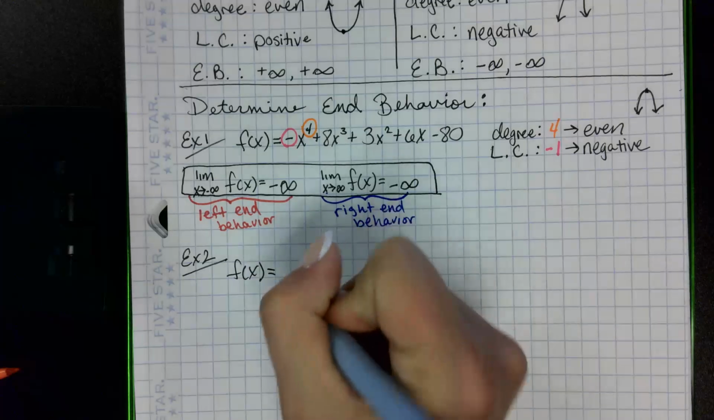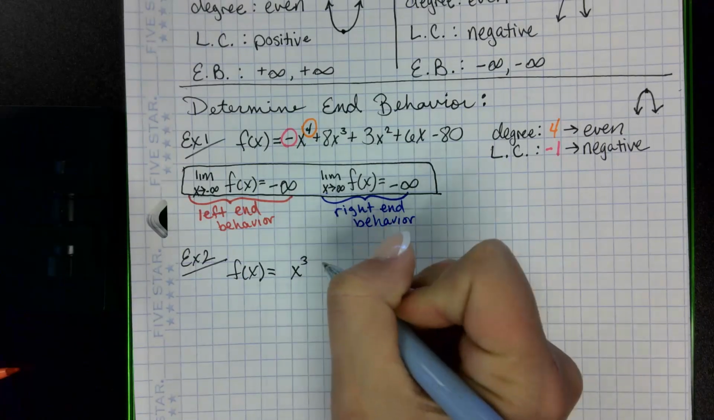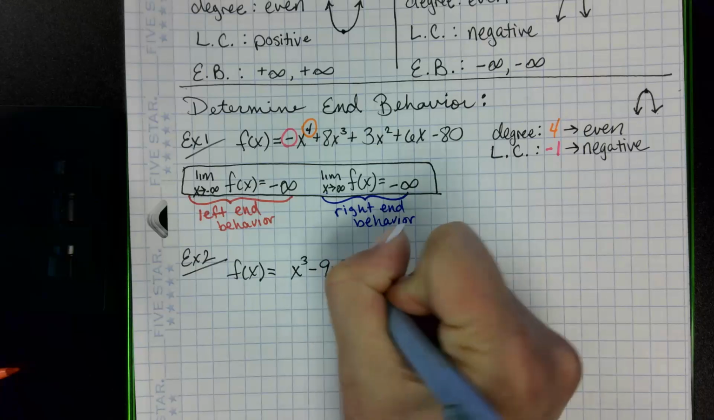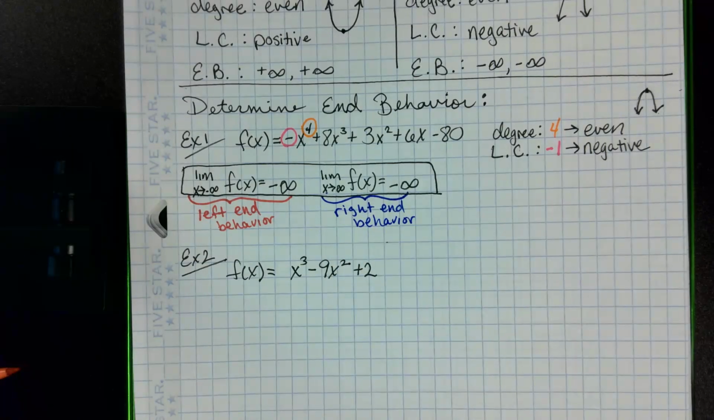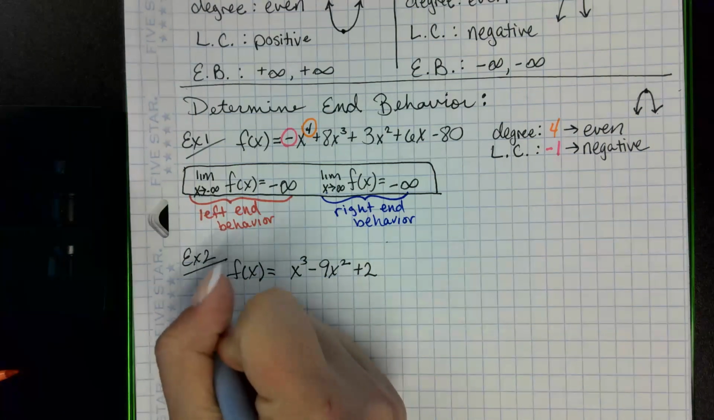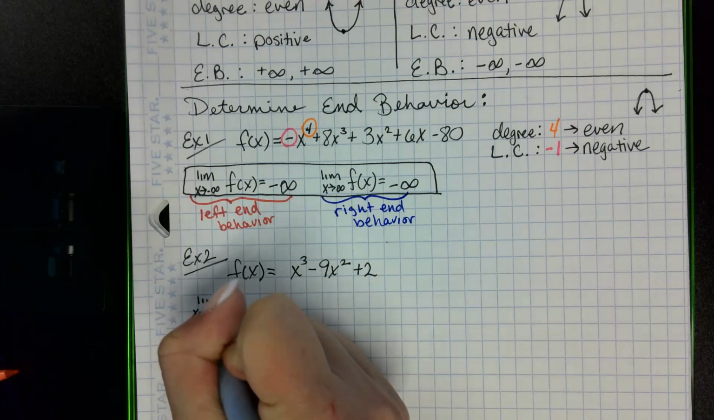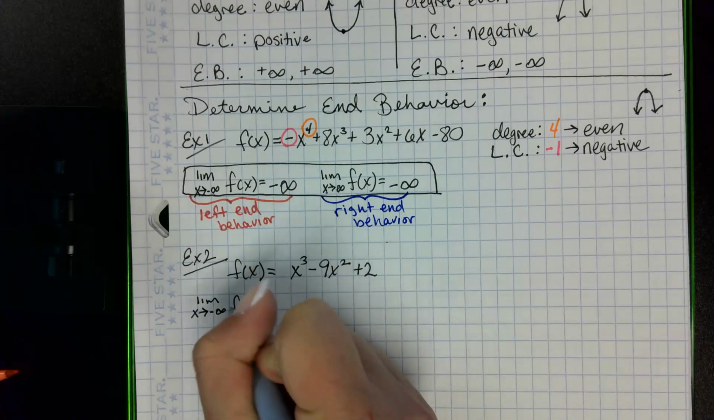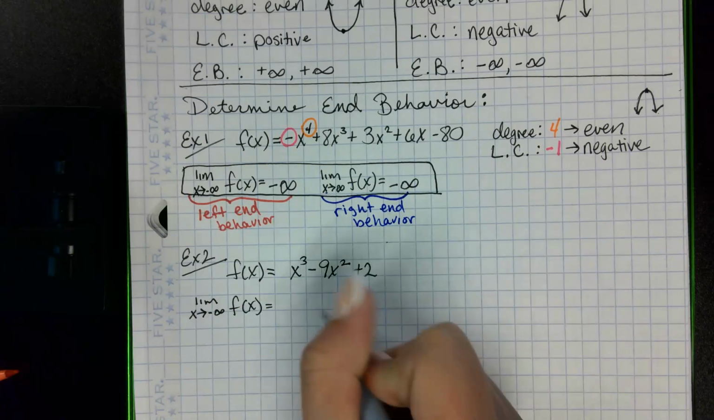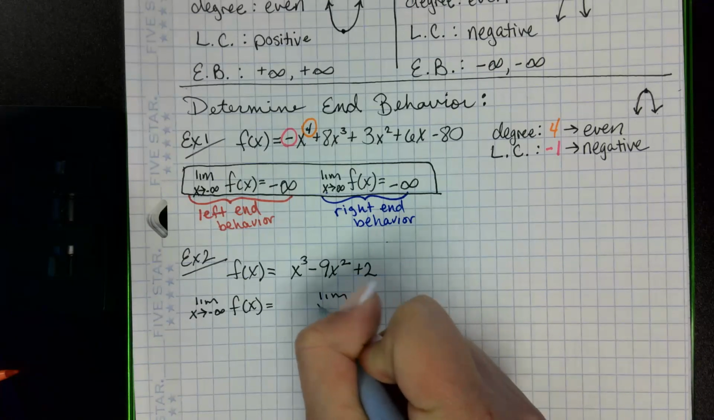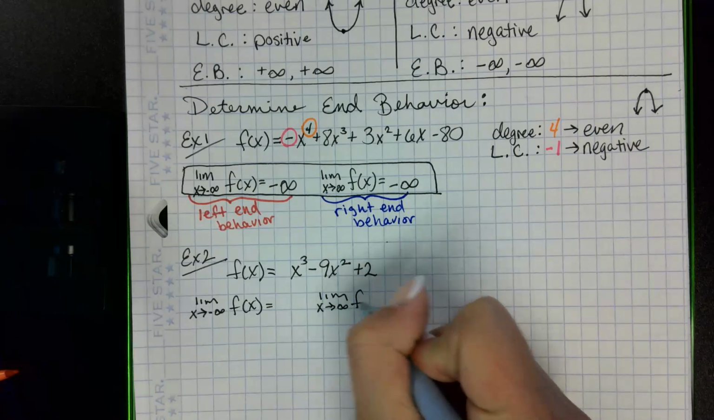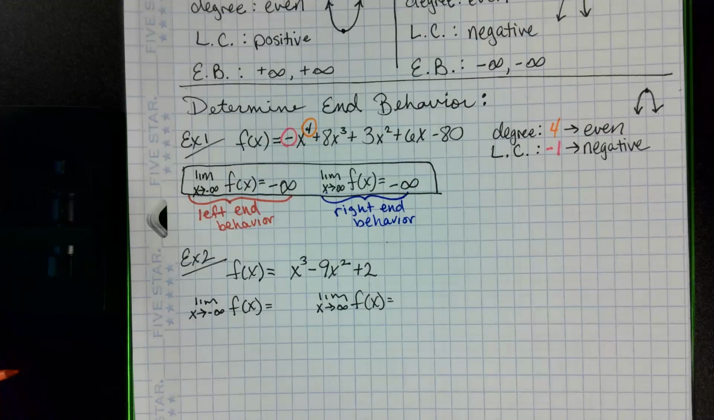Another example, f of x equals x to the third power minus 9x squared plus 2. Again, determine the end behavior. Just to not get confused, before I start even working with the problem, if I know I'm writing end behavior, I can go ahead and set it up. The limit as x goes to negative infinity of the function f of x equals, that's my left side, and then limit as x goes to positive infinity of f of x equals. So that's just the format for my answer. Talk about the left side and the right side.